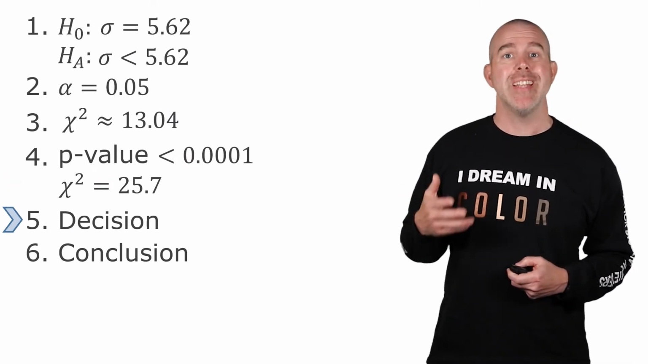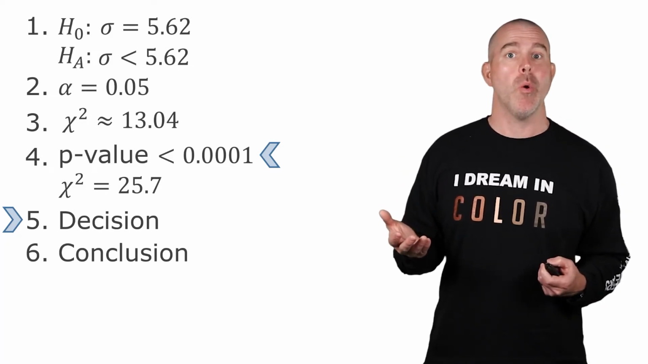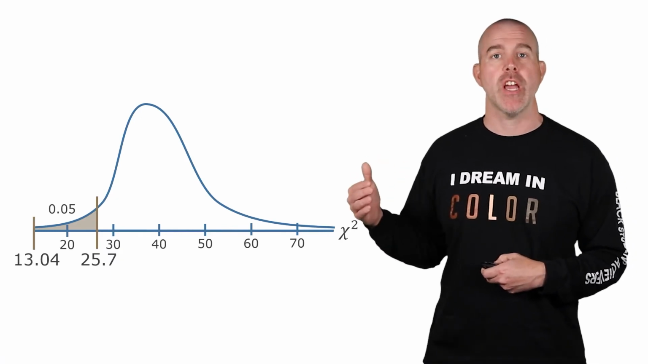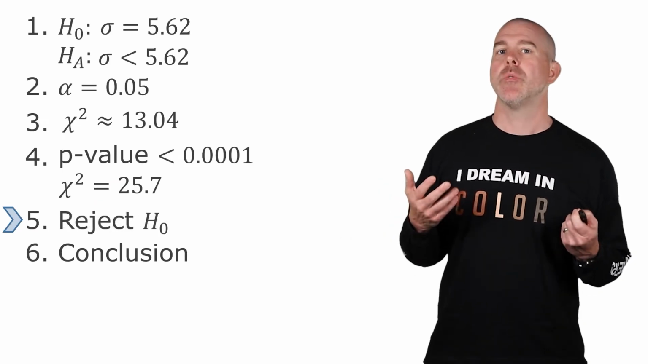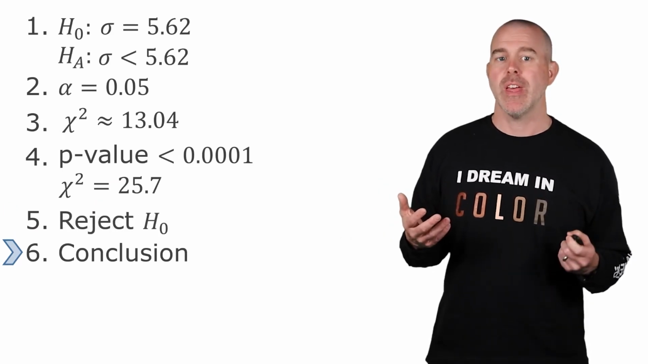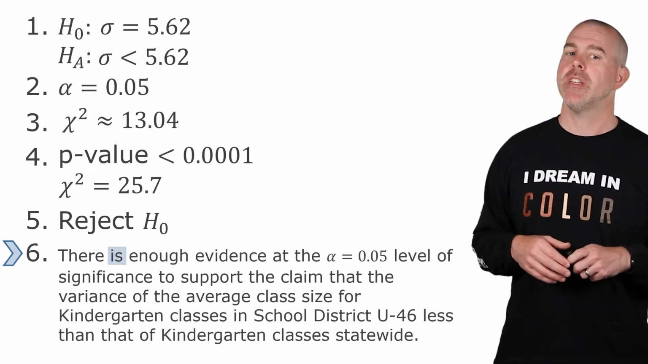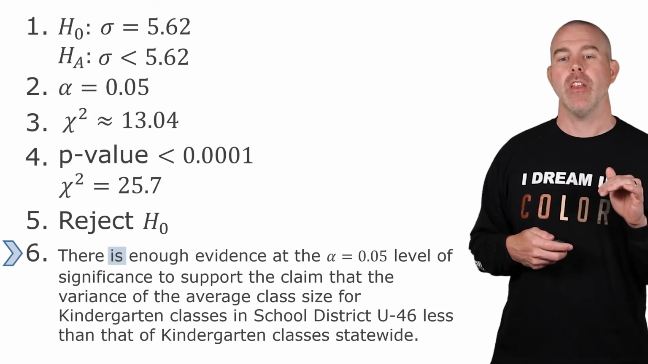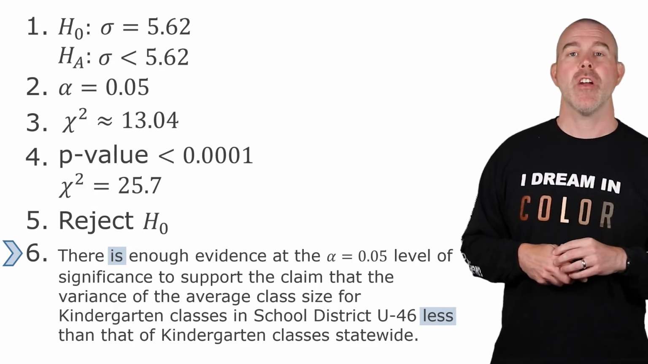Well, let's look at our test statistic and our p-value. The p-value is less than 0.0001, so we should reject. And if we look at our test statistic, it's over there in the rejection region, 13.04. So then we make our decision. It's to reject the null hypothesis. So then our conclusion is that there is enough evidence at the 0.05 level of significance to support the claim that the variance for average class sizes in kindergarten for school district U46 is less than that of kindergarten classes statewide.